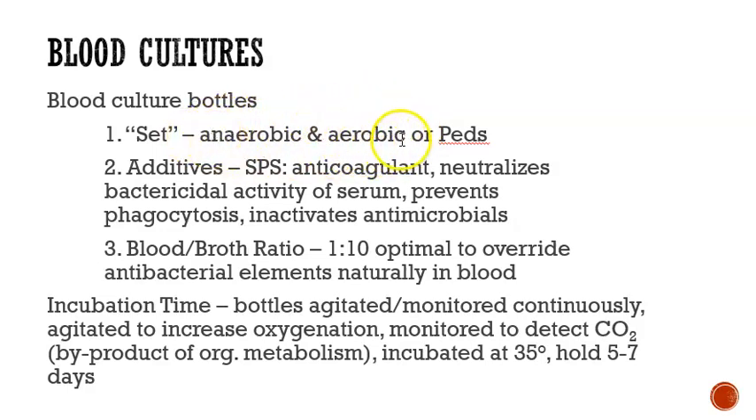So it's 2 bottles, or they do make pediatric bottles that are supposed to be for pediatric patients. They collect a smaller volume of blood. They do get used a lot of times, though, for adults if the patient is a particularly hard stick, or if the blood stops flowing. If the phlebotomist knows that they're going to have a hard time collecting that sample, you can also collect a pediatric sample instead of the 2 aerobic and anaerobic set.